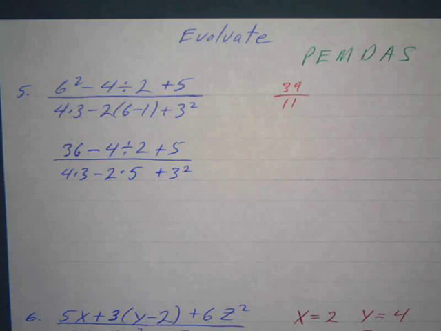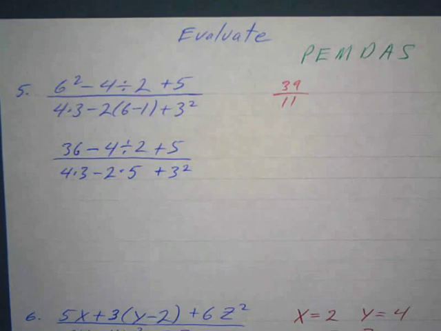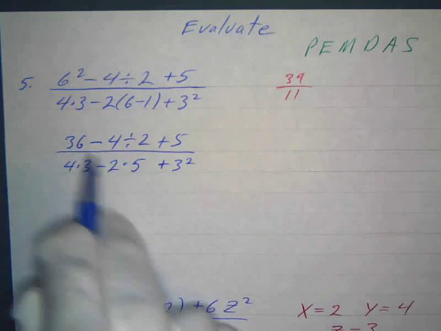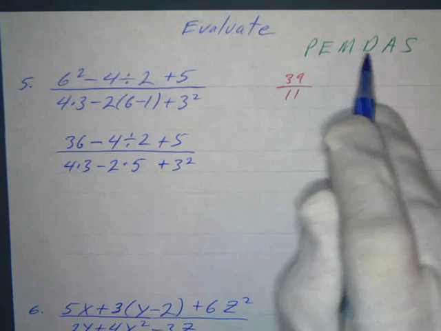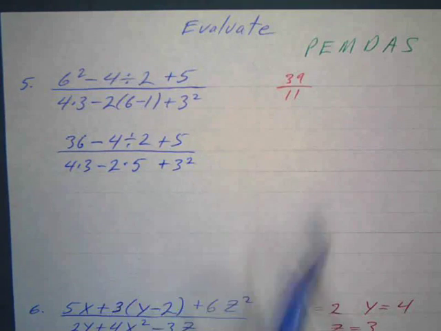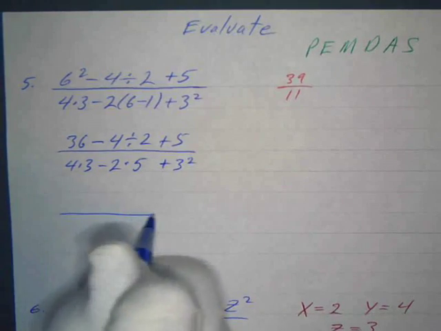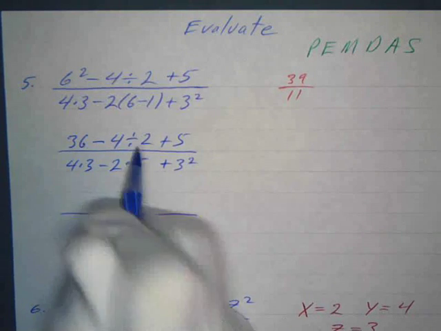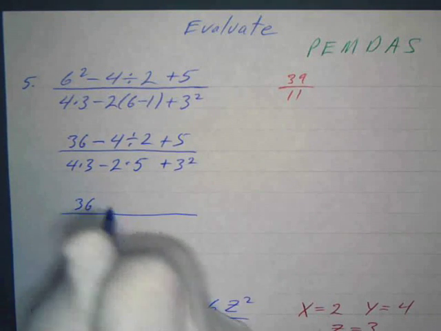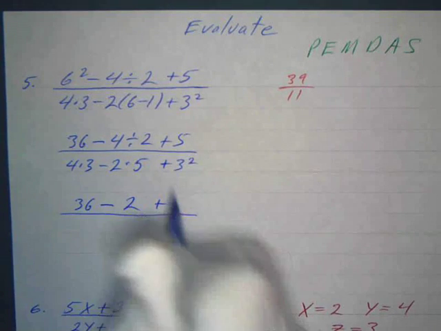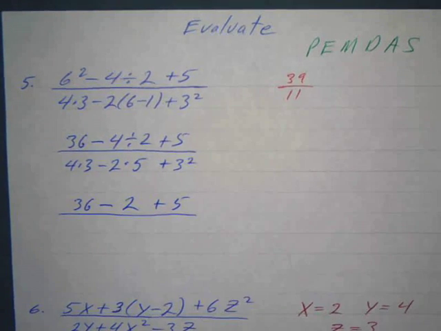So I'm just doing one thing at a time. Later you'll be able to do more of these once you get the hang of it, but right now we're just going to do one step at a time. Okay, now on the top, I'm on my multiply and divide. So I'll draw my fraction bar here. And I just have one division, so I've got 36 minus, plus, and what's 4 divided by 2? 2 plus 5. So that's what I got on the top.